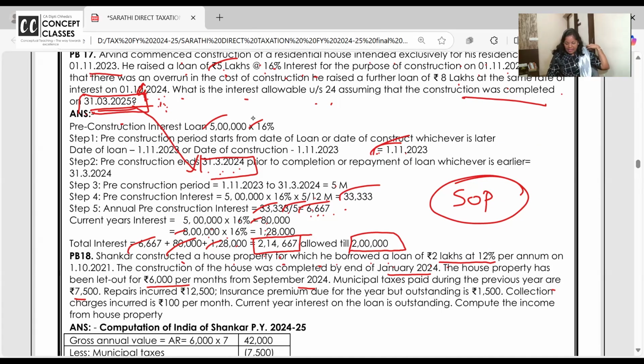Now, a very genuine doubt. Someone asked me yesterday, ma'am, when construction is over in September 24, why are you taking municipal tax for the full year? It will be allowed. Repairs and insurance are given to confuse you. Collection charges too. Against all this, what is allowed? Standard deduction. Current year's interest is also outstanding. Ma'am, they didn't say to calculate pre-construction. But if they have taken the loan, if they have repaid, and 5 years are not over, pre-construction interest will come. The 18th sum, with my explanation.